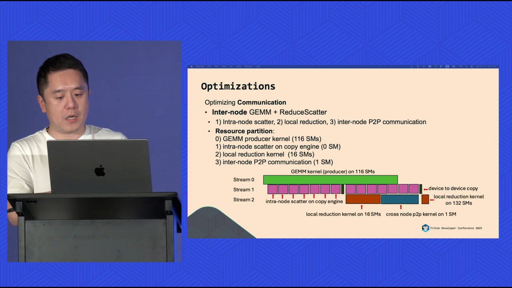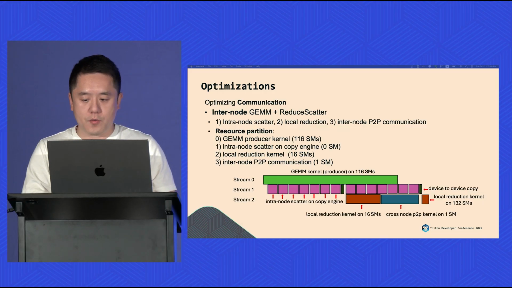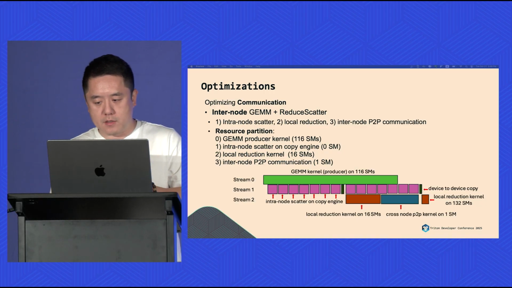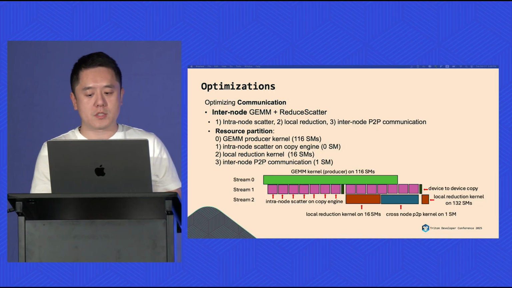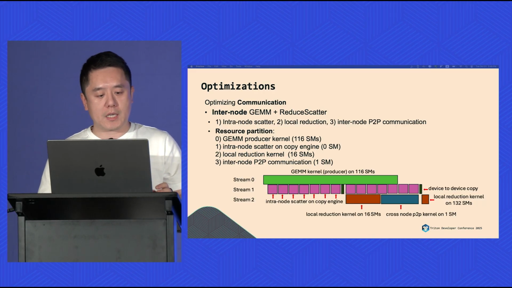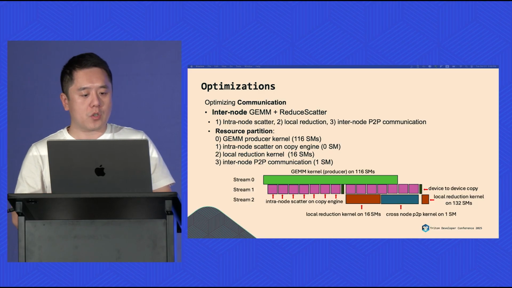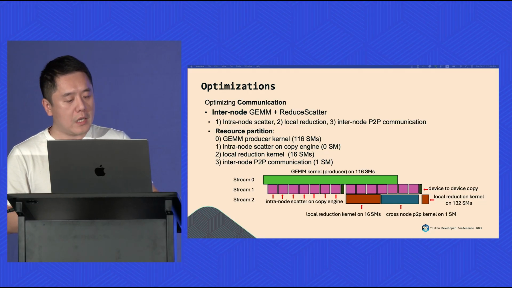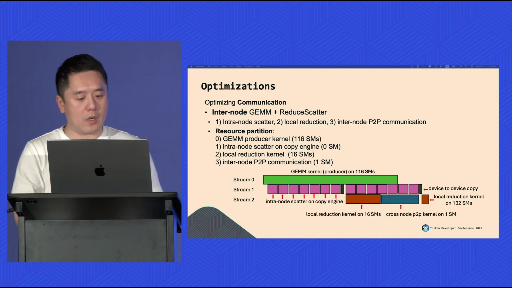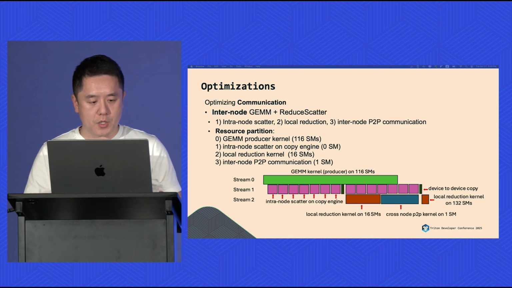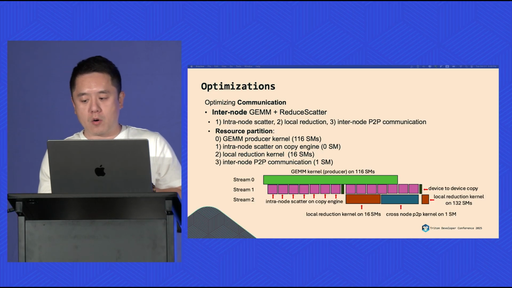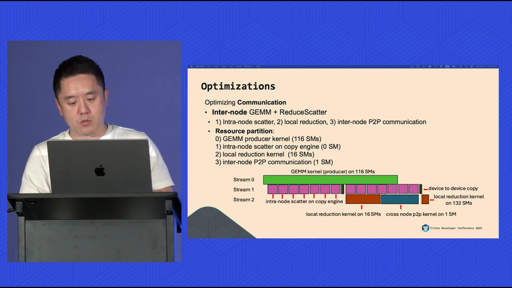And this slide is still about optimizing communication. In this case, it is an internode GEMM reduce scatter. It basically needs a couple of parts, namely internode scatter, local reduction, and internode P2P communication. So here we show a case where we do very precise resource partitioning between different operations. First you can see a GEMM producer kernel, which consumes only part of the total SMs on the NVIDIA GPUs. To optimize the usage and communication efficiency, we employ an overlapping strategy for intranode and internode communications.